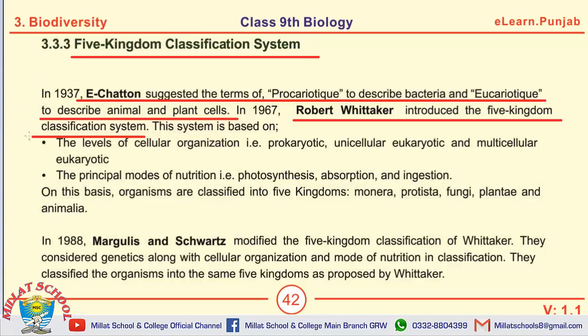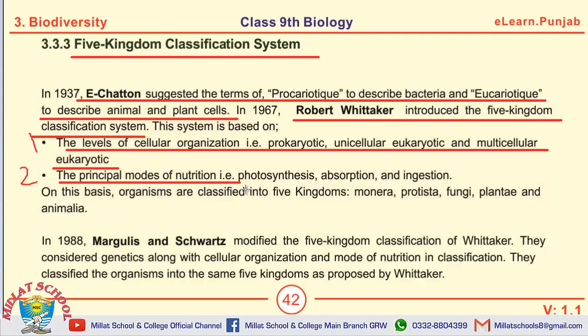What are the main points of the five kingdom classification system? The first one is the levels of cellular organization: prokaryotic, unicellular eukaryotic, and multicellular eukaryotic. And the second one is the principal modes of nutrition: photosynthesis, absorption, and ingestion. These were the basic points of the five kingdom classification system. What was the work of Mogles and Schwarz? Mogles and Schwarz modified the five kingdom classification system of Whittaker.